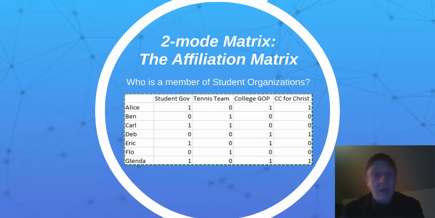It took me a minute or two just to talk about Alice. And heck, there's 7 times as much information because there are 7 nodes here. And yet it's a nice compact package. Here we have membership data for 7 whole students in 4 organizations. The 2-mode matrix, the affiliation matrix, is our way of doing that.